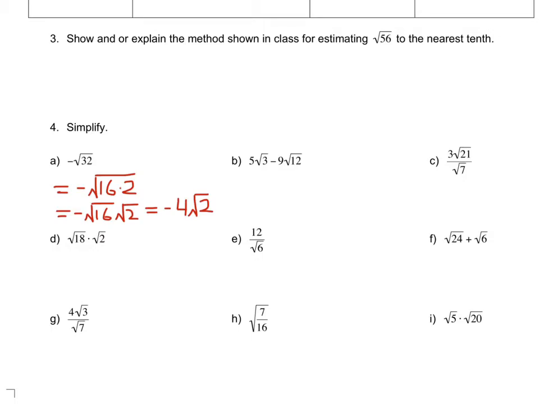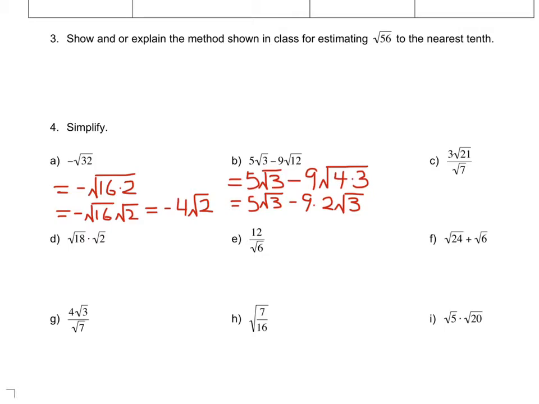4b, 5 square root of 3 minus 9 square root of 12. So at first look, they don't look the same. Your first job is to make them into the same radical expressions before you can do anything else. For 5 square root of 3, there's nothing else I can do because 3 is already a prime number and there are no perfect squares inside the radical expression. But the 12, I can make it into 4 times 3. And I know square root of 4 is positive 2. So as I take it out, I'm only left with 2.